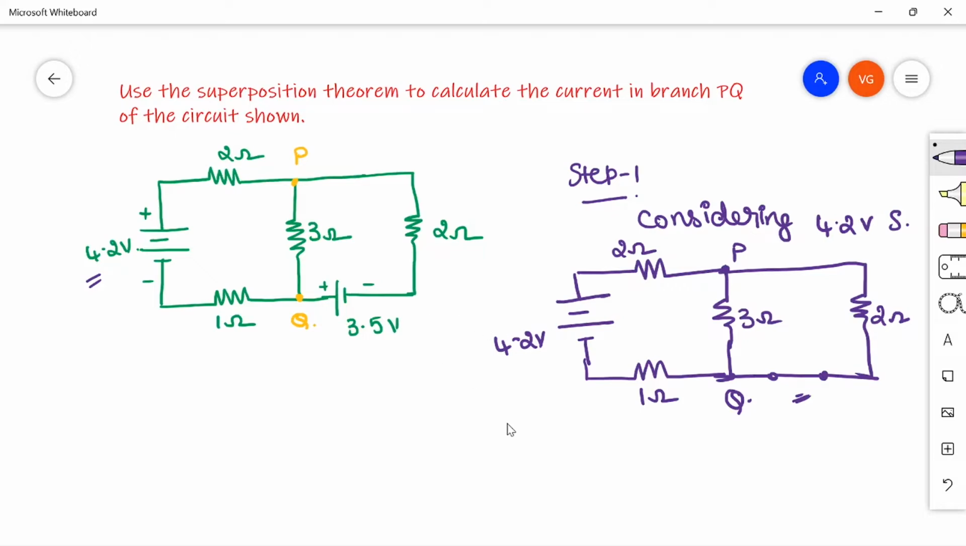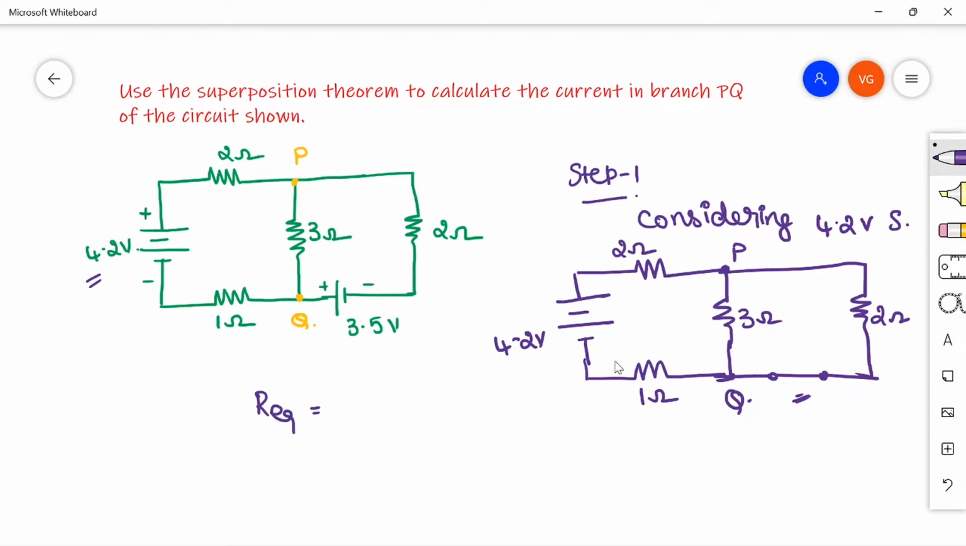So the first problem I have chosen is a simple one. Let us find out the current that is flowing in this 3 ohm resistor because of the 4.2 volts voltage source. If you see here, this 3 ohm and 2 ohm are in parallel, then all the three will come in series, right? So that is the equivalent resistance I am finding, total resistance, right?